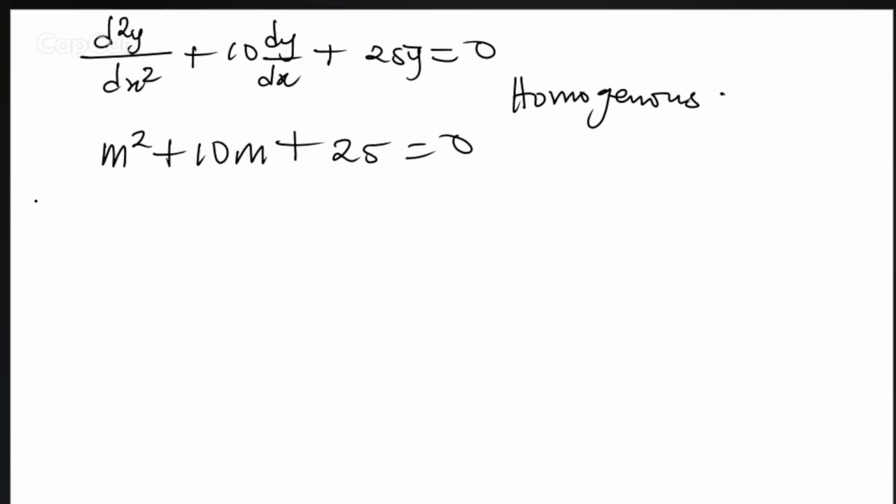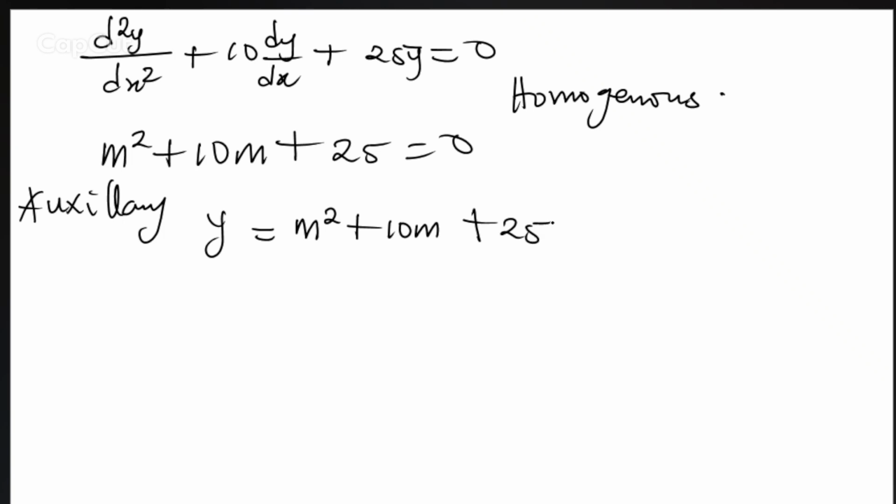So your auxiliary equation will now be m squared plus 10m plus 25. Are we together? So what you do is you simply solve the quadratic equation you have there. What are the two numbers that when you add them, you get 10, and when you multiply them, you get 25? So we have 5 and 5.